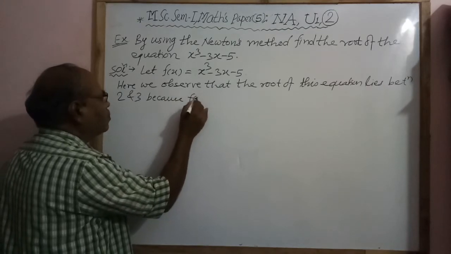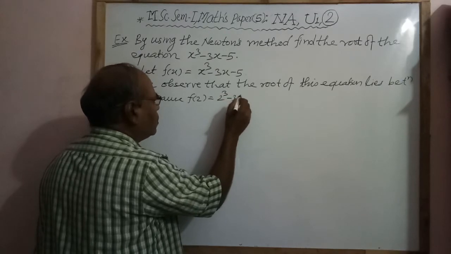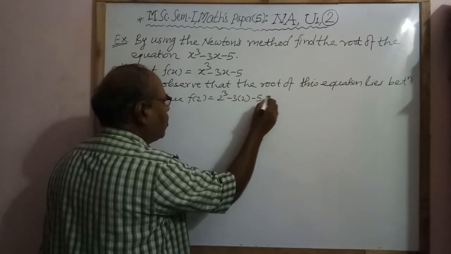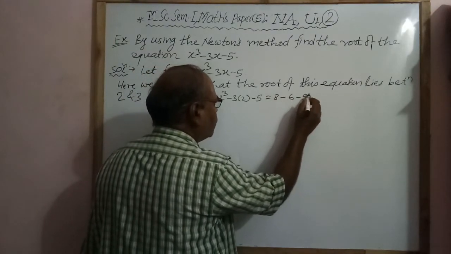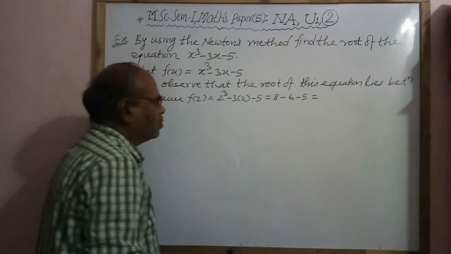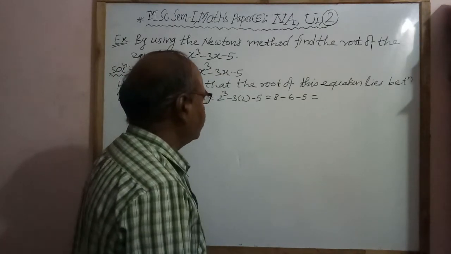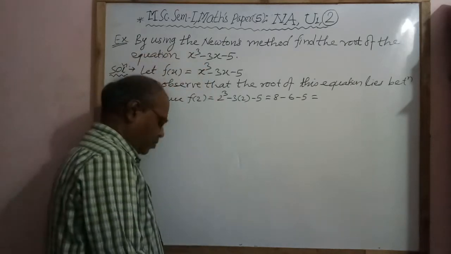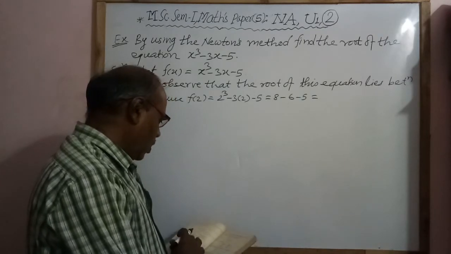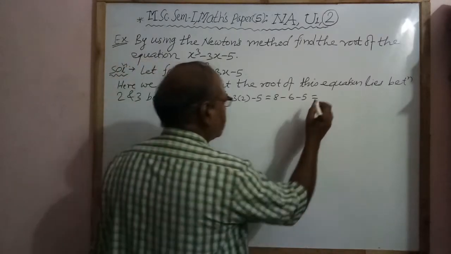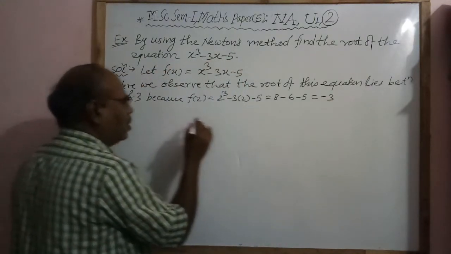Because f of 2 equal to 2 cube minus 3 into 2 minus 5 equal to 8 minus 6 minus 5. Therefore f of 2 equal to minus 3, and which is negative.